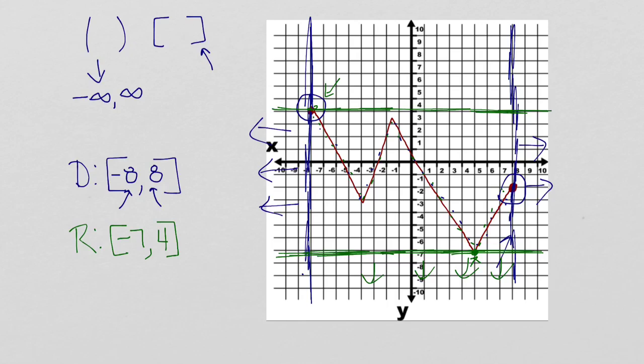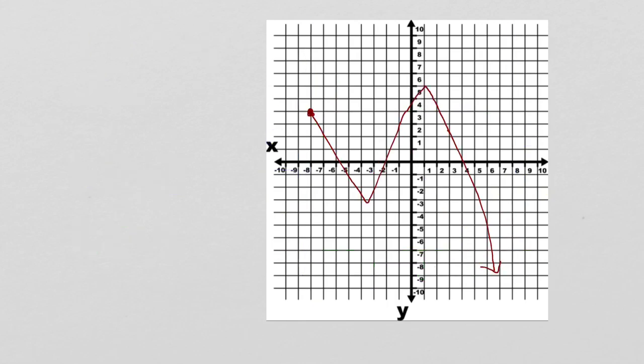And so if you can do that for all of your functions, especially the ones that don't have arrows on them that mean we're going on forever, you should be able to figure out what your domain and range is pretty quickly because you're basically drawing in those boundary lines. Where's the lowest x value? Where's the highest? Where's the lowest y value? Where's the highest? So you just have to figure out what those are.